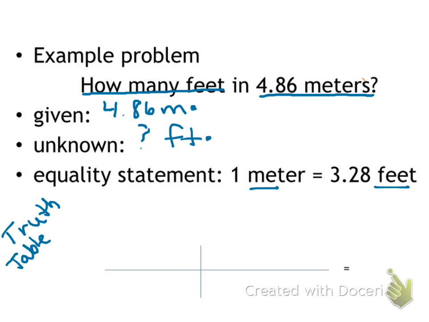Remember our truth table always starts out with our given here. So what goes here is always going to be our given. That's always going to be over 1 without units. No units on that 1. It's just saying that this is a whole number. It's over 1. And then we want to put our equality statement in here.